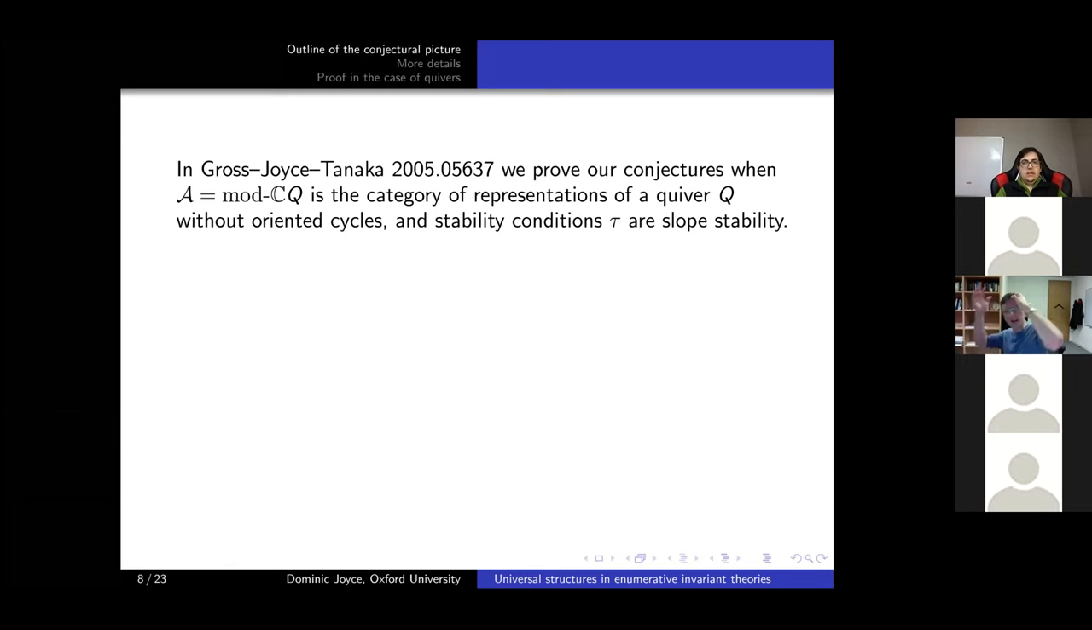So in the paper on the arXiv, we actually proved these conjectures for the case of the category of representations of a quiver without oriented cycles and slope stability conditions. Oriented cycles include loops as well. You rule out loops, yeah. I allow loops, but not oriented loops. And so the oriented cycles condition is just to make the moduli spaces compact, basically. But then a loop can make it non-compact, obviously. I think cycles are the same as loops. I don't want a loop of oriented edges, even one with only one vertex. So that's just necessary in order to make the moduli spaces compact, because otherwise the invariants wouldn't be defined.